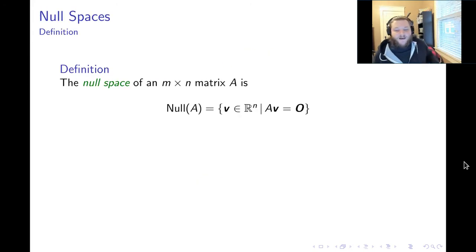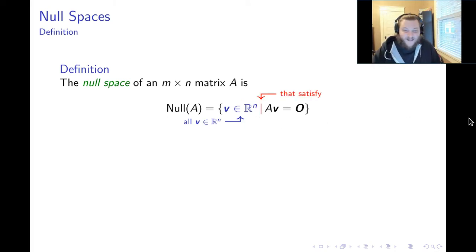So what is the null space of a matrix? By definition, the null space of an m by n matrix is this. We use the notation NULL of A. And what this notation tells us is that we're going to look at all vectors V in Rn. Here n denotes the number of columns of the matrix. And this vertical line is the math symbol that says "that satisfy." So we're looking at all vectors V in Rn that satisfy, when we're discussing the null space, the equation A times V equals the zero vector.